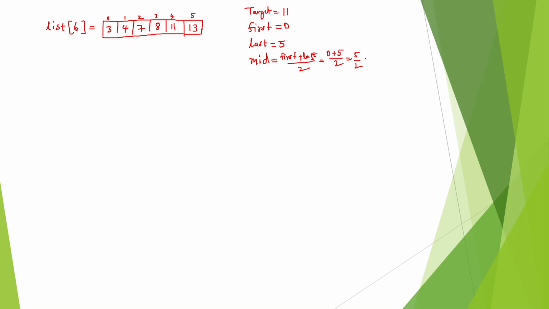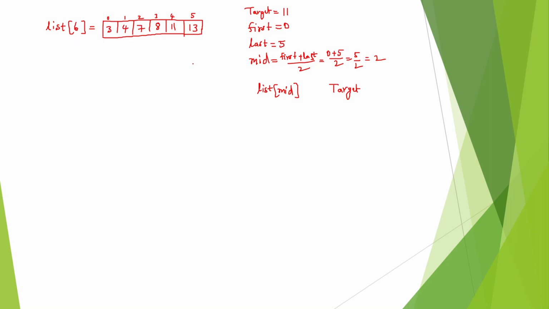So what does 5 by 2 give us? It gives 2.5, but we are taking integers, so this will be 2. Okay, this will be 2. Then immediately what do we do? Now mid 2 has come. So we compare the list of mid with this target. Check whether both are equal.